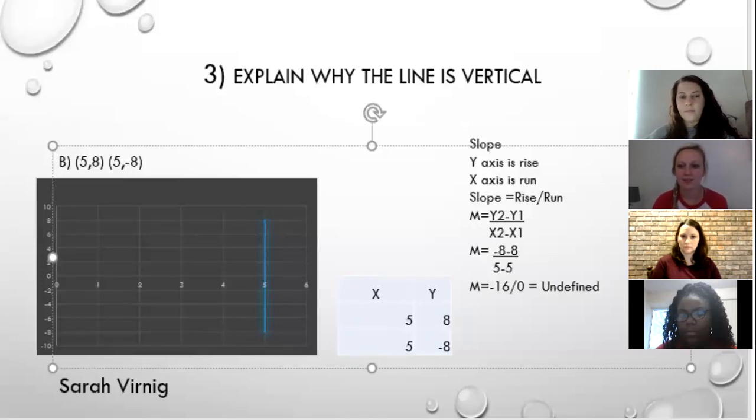Explain why the line is vertical. Whenever we have a vertical line, it means that we either have a 0 or an undefined answer for the slope. So whenever we take our points and put them into the slope formula, we get negative 8 minus 8, which gives us negative 16, and 5 minus 5 is 0. And as we know, we cannot do this step. Negative 16 divided by 0, if you try to do it on a calculator, you get an error. It's just something we can't do. You can't divide a number by 0. So therefore, it is undefined, and we get a vertical line with no slope.